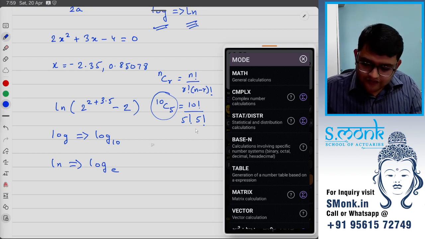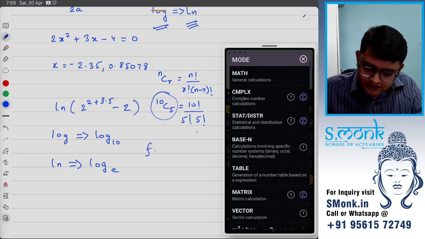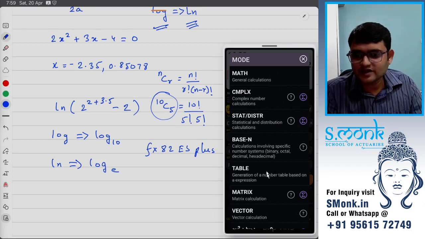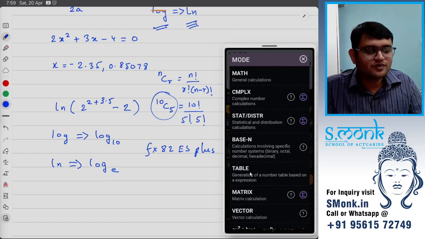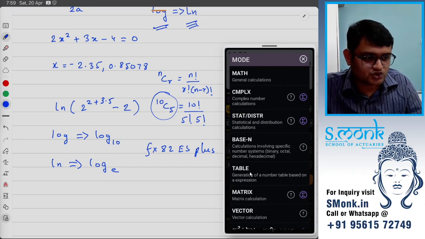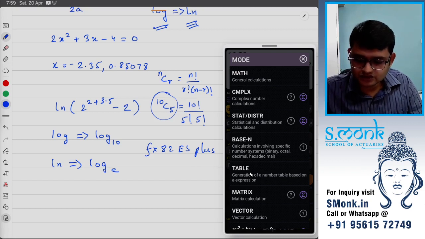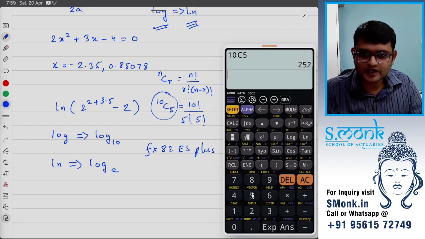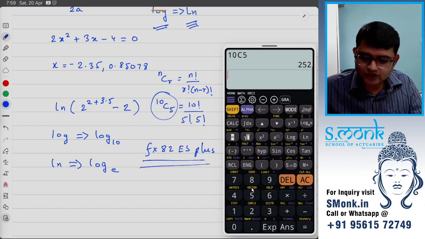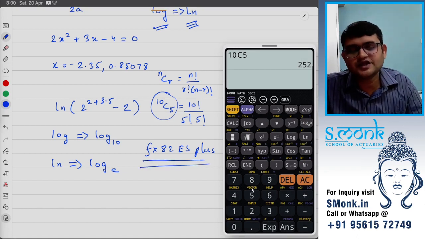Now in our FX 82 ES plus, we have only these. We don't have complex, we don't have base n, we don't have matrix and vectors, and that is fine, because in our examination we'll be using this math, that is our normal calculation mode, the stat mode and this table mode. That's the main modes that we are going to use. So you will not require the other modes. And that is why I said in the examination you will not have any problem even if you are using this 82 ES plus.